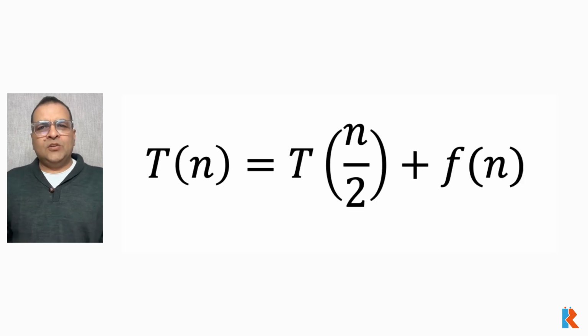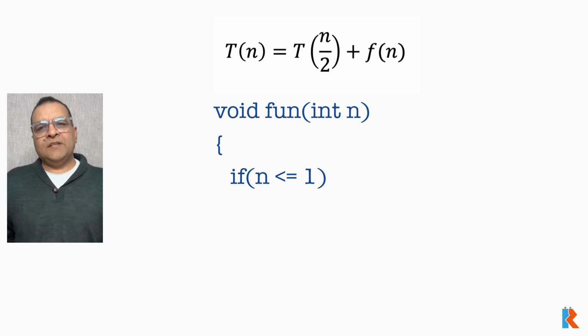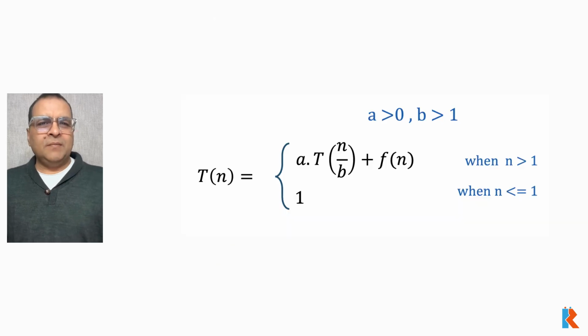But what if the value of n is reduced by n by 2? Which means that first time when the function is called for the value of n, next time when the function is called, it is called for value n by 2 or n by 3 or n by 4 or in general n by b. In this video, we will be looking at functions whose time and space complexity can be represented by equations like T(n) = a T(n/b) plus some function of n.